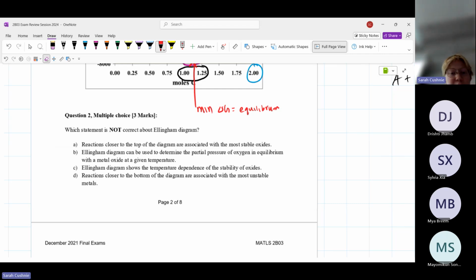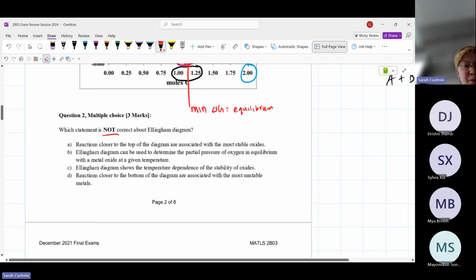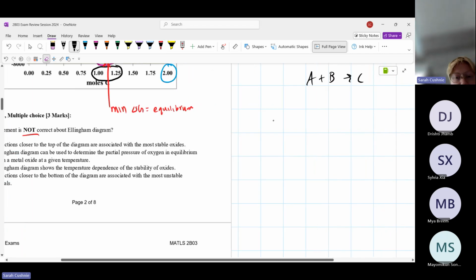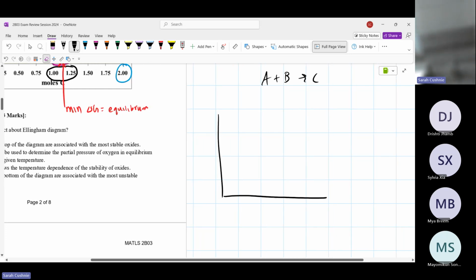So now we have a bunch of statements about what is, again, not correct. So let's just remember what an Ellingham diagram looks like. We have delta G.